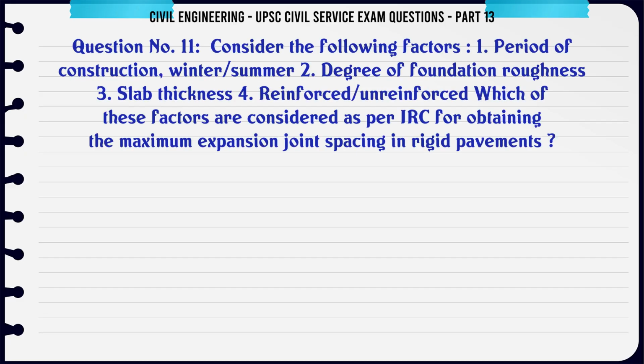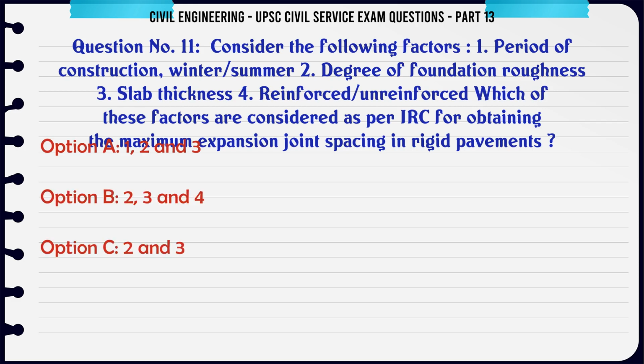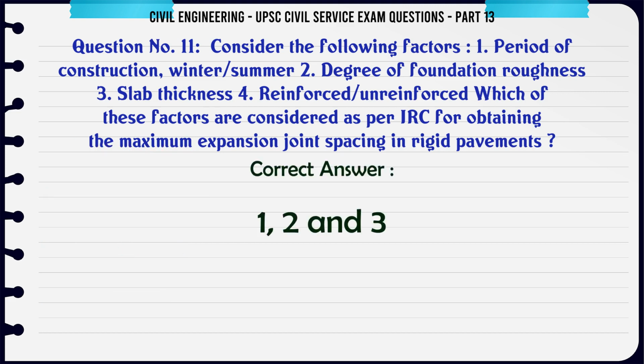Consider the following factors: 1. Period of construction, winter-summer. 2. Degree of foundation roughness. 3. Slab thickness. 4. Reinforced, unreinforced. Which of these factors are considered as per IRC for obtaining the maximum expansion joint spacing in rigid pavements? A. 1, 2 and 3. B. 2, 3 and 4. C. 2 and 3. D. 1 and 4. The correct answer is 1, 2 and 3.